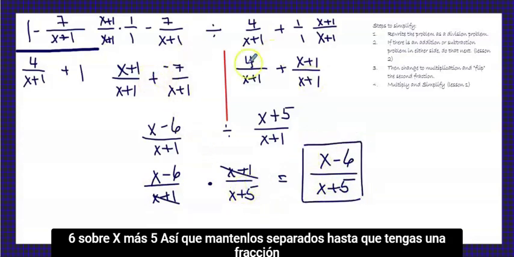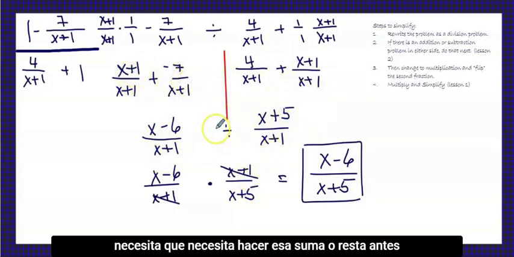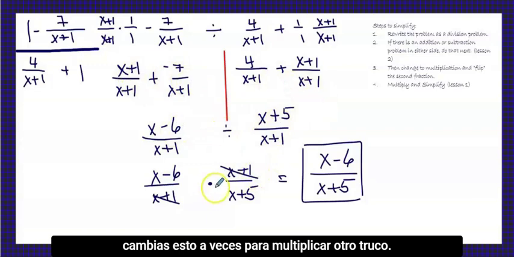So keep these separate until you have a fraction and a fraction. If you have pluses or minuses between two fractions, you need to do that addition or subtraction before you switch this to times, to multiplication.